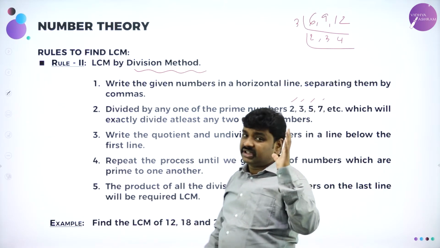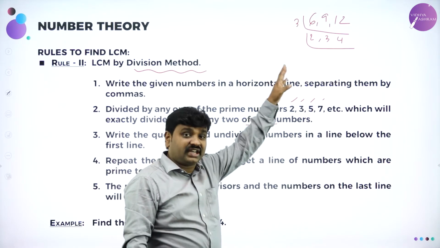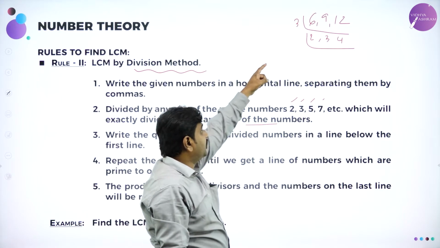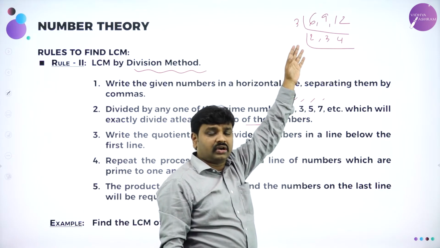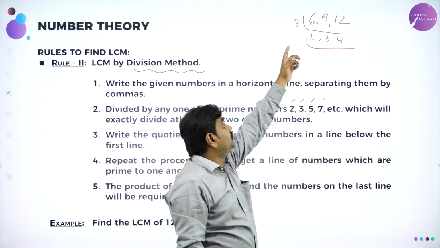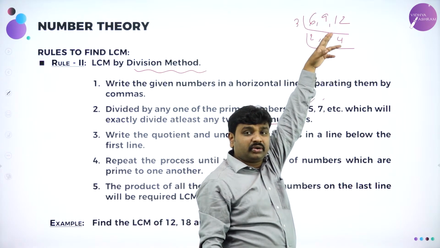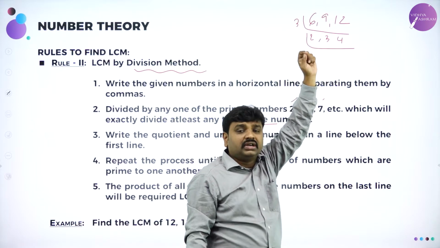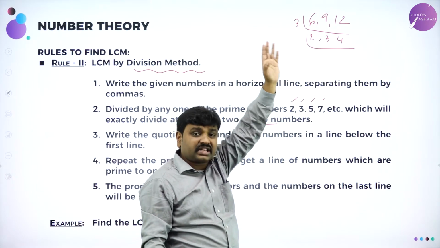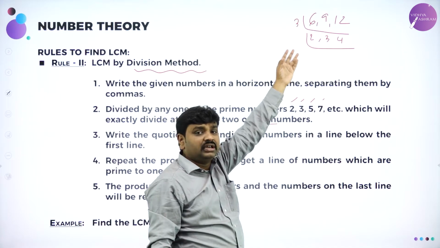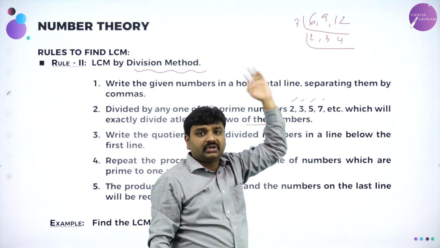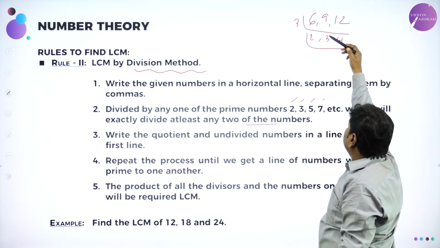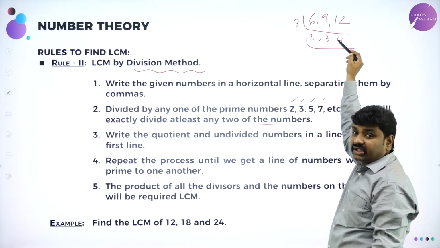I have to divide them by 2 or 3, any prime number, such that more numbers are divisible by it. I can divide 6, 9, 12 by 2, it's not wrong, but 6 and 12 are divisible by 2 while 9 will not be. All 3 numbers are divisible by 3, as you can see by observing, so it is better to divide them by 3. After you divide, write the quotients: 3 2s are, 3 3s are, 3 4s are. I am writing the quotients here.